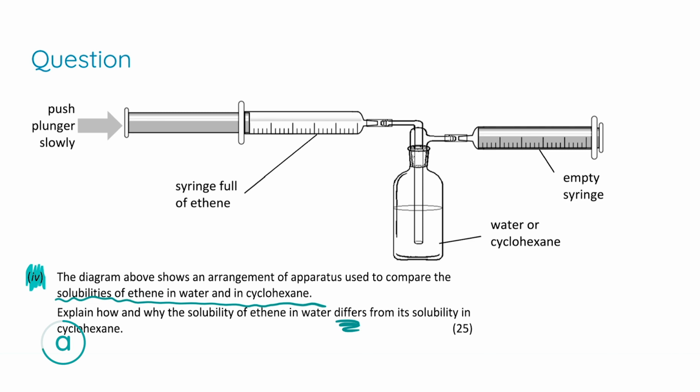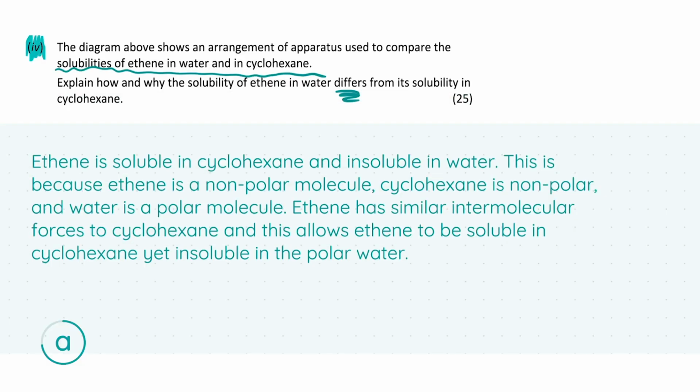The answer to this relies on a good bit of knowledge that hopefully you'll come across during your course, mainly centering around bonding, covalent bonds, and the types of molecules that you can have, so non-polar and polar. And here I have my answers, so I'm just going to go through it first and then hopefully go back and explain. So here I've said ethene is soluble in cyclohexane and insoluble in water. This is because ethene is a non-polar molecule and cyclohexane is also non-polar, while water is a polar molecule.